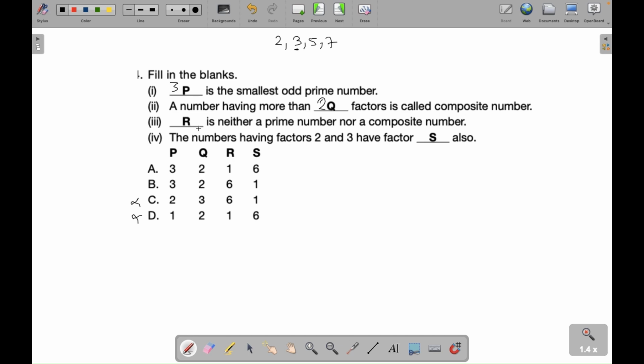So you can see we cannot eliminate any option at this point because both of them say 2. R is neither a prime number nor a composite number. We know that 0 and 1 are neither prime nor composite. So it should be either 0 or 1. So R has 1 as the option and B has 6 as the option. So we'll mark A because 6 is a composite number, right? Then for 4, the numbers having factors 2 and 3 have 6 as a factor also. This is the divisibility rule for 6 that we studied. So for a number to be divisible by 6, it must be divisible by both 2 and 3, right? So A becomes the answer.